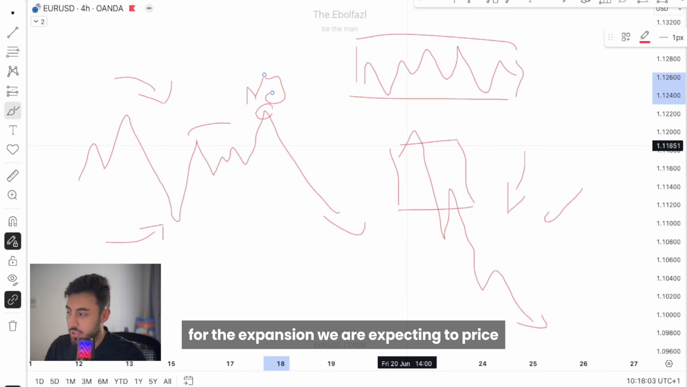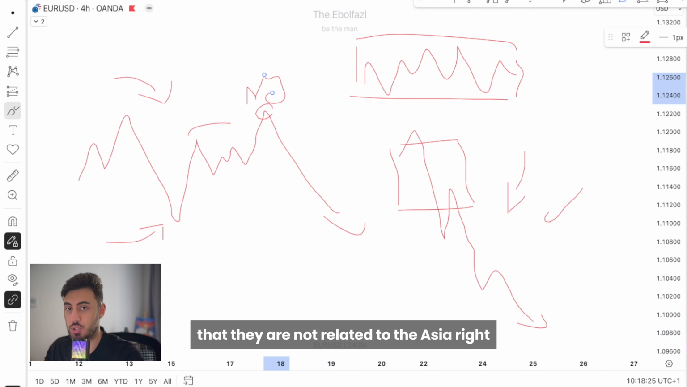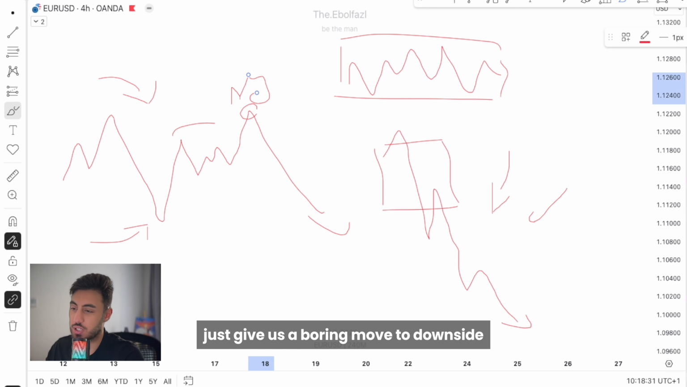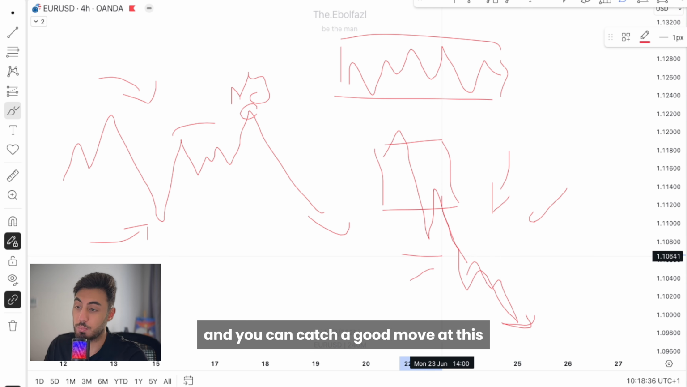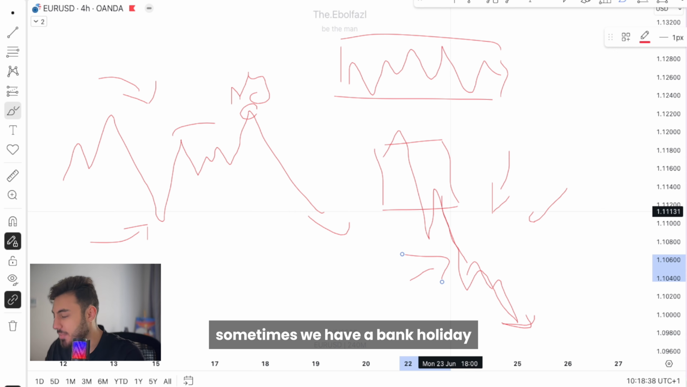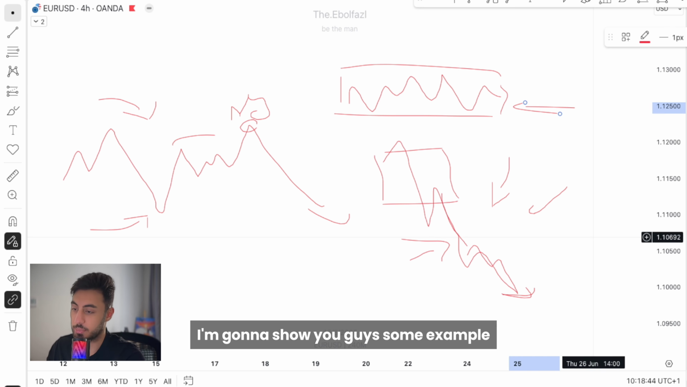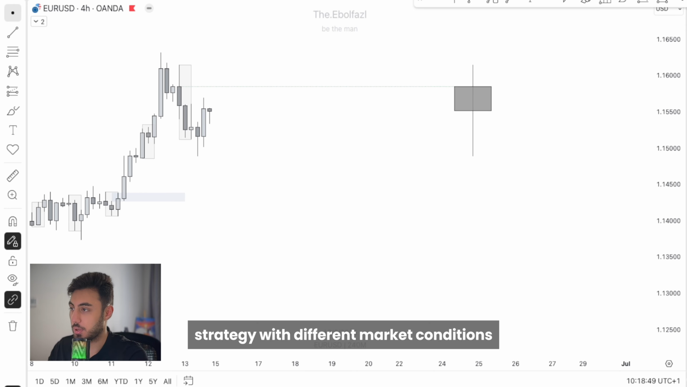For the expansion market condition, what we can expect is that if the Asia session starts to move a lot, especially in pairs that are not related to Asia, like EUR/USD and GBP/USD, price just gives us a boring move to the downside. So maybe your strategy adapts and you can catch a good move in this market condition. Sometimes we have a bank holiday and don't have any news, and we can expect a choppy market condition. I'm going to show you some examples, then we're going to talk about how we can adapt your strategy to different market conditions.